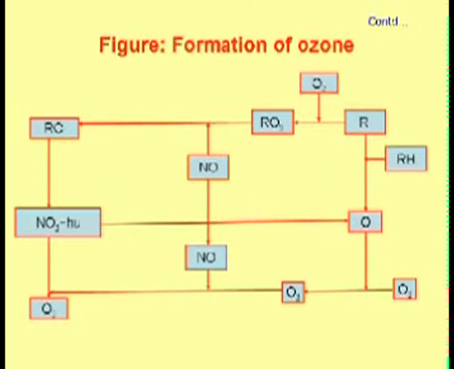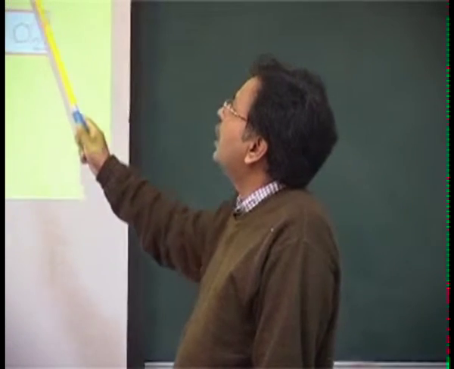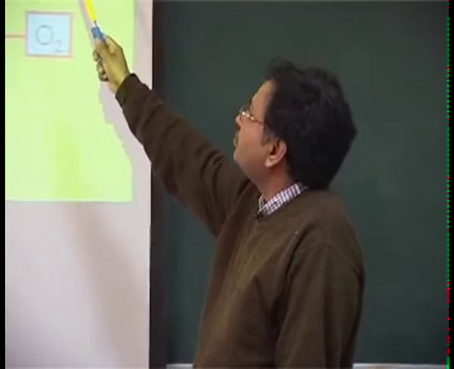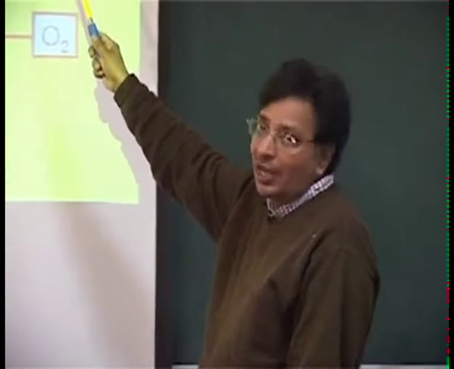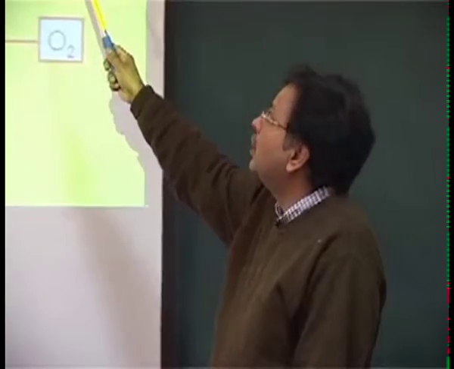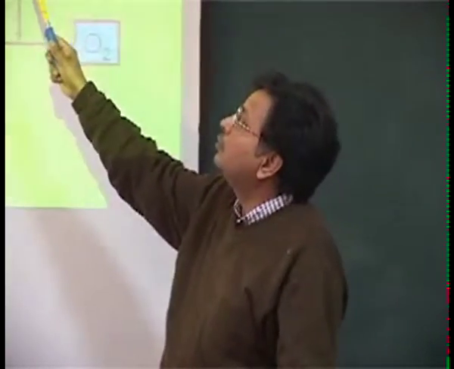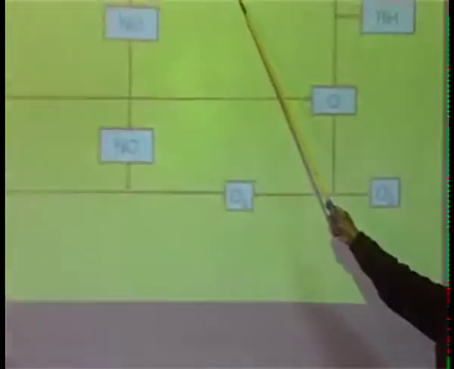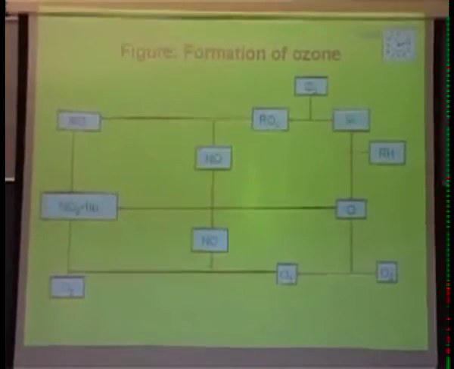That cannot combine with oxygen. This is a summary of what we did. We have the hydrocarbon that is coming up here, reacts with this O or OH radicals, and it breaks down to an alkyl radical, if you like. That reacts with oxygen to form the hydroperoxy radical.